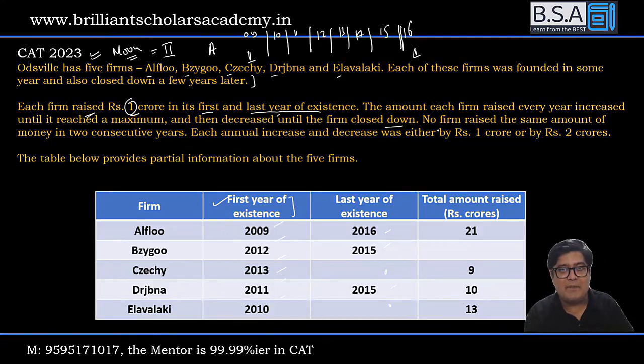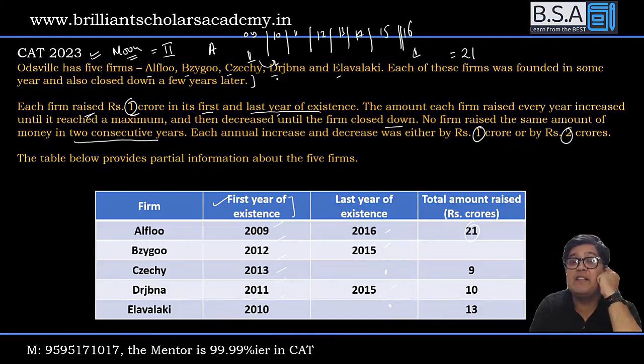Now what is happening? No firm raised the same amount of money in 2 consecutive years. Each annual increase or decrease was either 1 crore or 2 crore. Now we have to make 21 crore in total. Between 2 years, there can be an increase of 1, there can be an increase of 2. Once it reaches the maxima, where is the maxima? I do not know. Once it reaches a maxima, then it has to decrease.